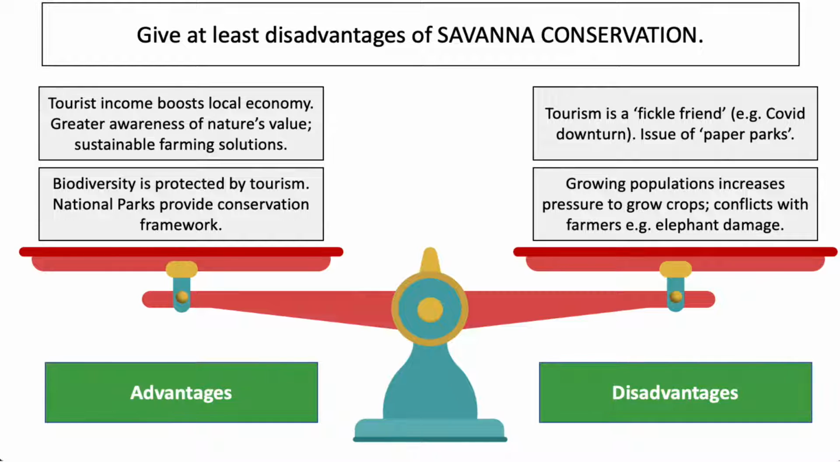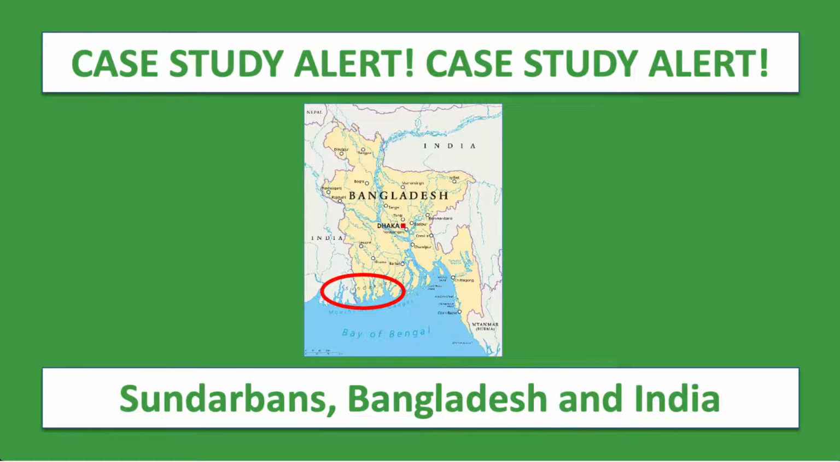And that pressure is growing in countries to make sure that people can be fed. So, we've got pressure to grow crops. We've got conflicts with farmers. And for example, we've got elephant damage. So this is the other side of the coin. So well done to those of you that have contributed both advantages and disadvantages, especially those of you that were able to make the links and look at both sides of the coin for tourism. So well done there.